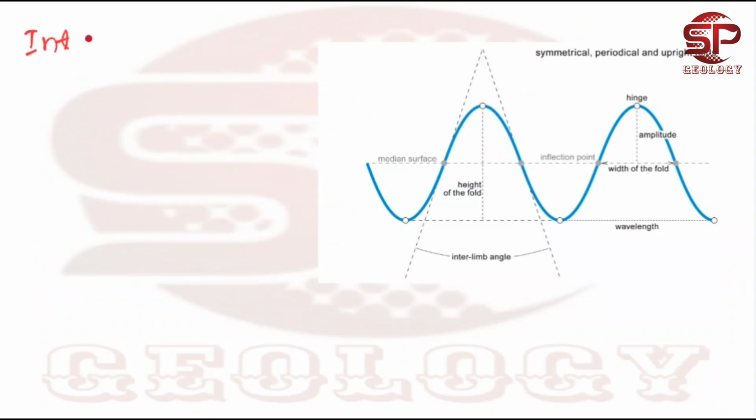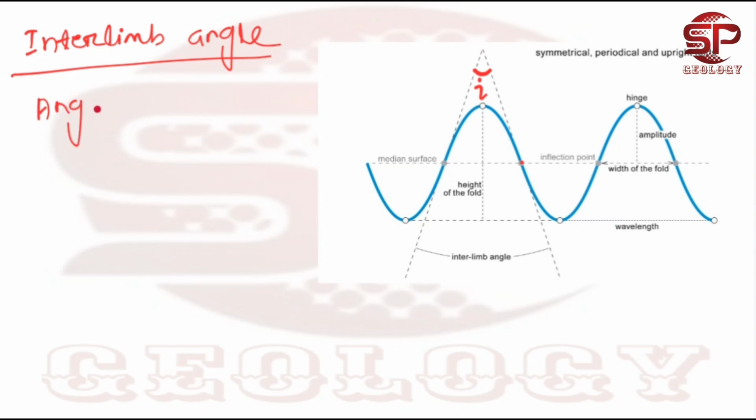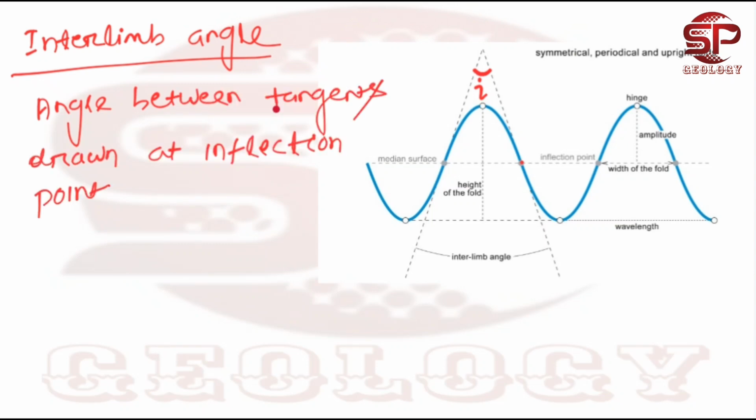Interlimb angle. It is the angle between tangents drawn at the inflection points. So at the inflection points, you draw the tangents, and whatever angle is there, you measure it. That is the interlimb angle. It is the angle between tangents drawn at the inflection point.